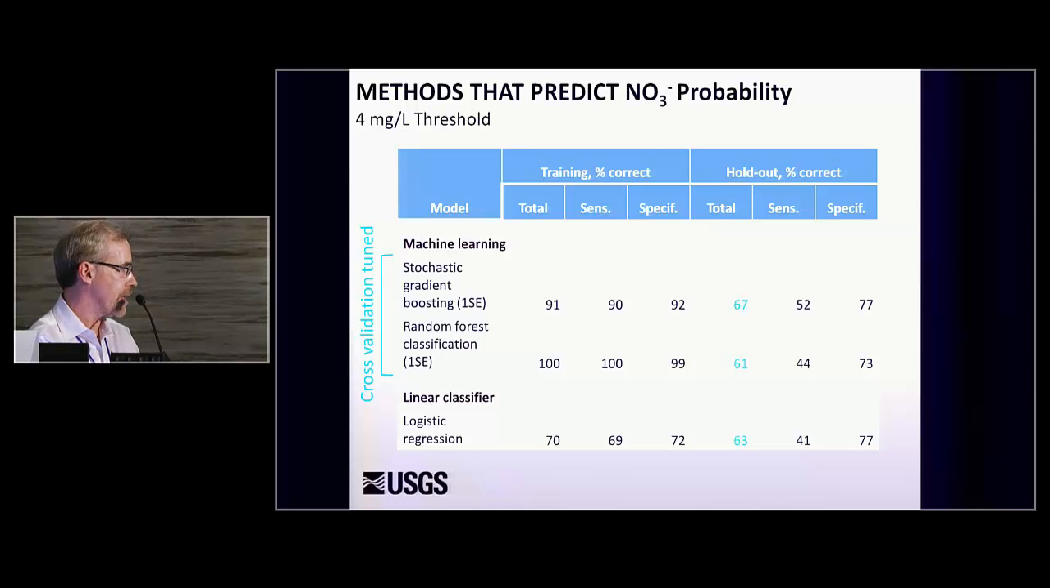Again, you can train these models up to very high accuracy on the training side, but we're really focusing on the holdout predictive performance, and tuning the models to try to optimize these statistics here. And these have been ranked by total percent correct for the holdout data.